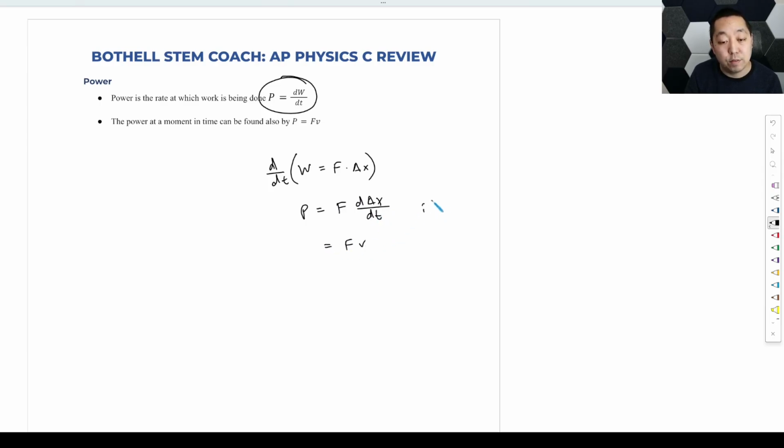So this is if F is constant. But it actually applies in a short amount of time as well. Like at a moment in time, instantaneously, even though the force might not be constant, if the force at that particular moment really isn't changing very much, then we can say the power is related to the force times the velocity.